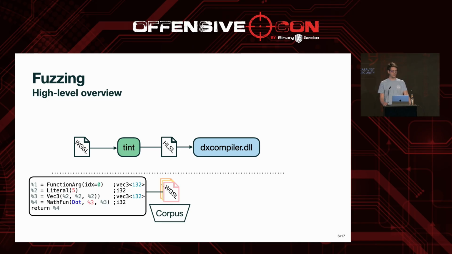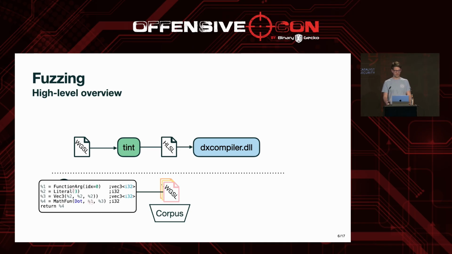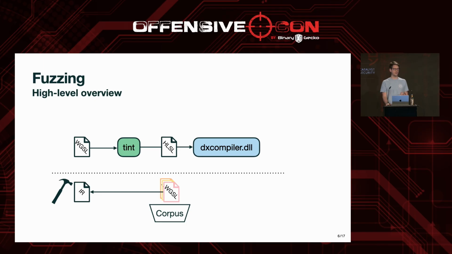Apart from the two mutations we saw already, there are also a couple of more advanced mutations. Say we have a code generation mutation, and there's also a couple of splicing mutations. That is pretty much all I have today for the intermediate representation.